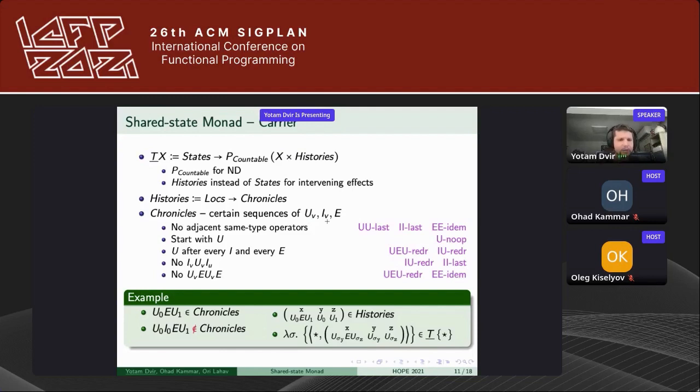It's a bit of an arbitrary choice which sequences to include and which not. The point is that you need to make sure that there is uniqueness so that the model will be free. And that we end up with a free model. So there are some rules here that make sure that the sequence is unique. I won't go over this exactly, but just to provide one example, this here, the second one on the list, is not a chronicle because one of the rules says that we need a U after every I and every E. And we don't have a U here, right? After this I.